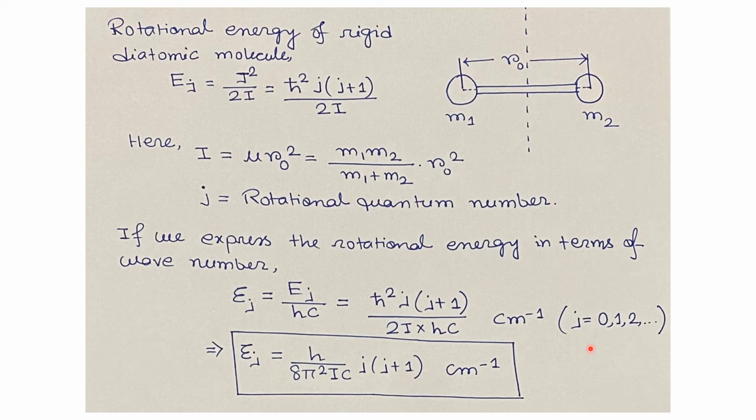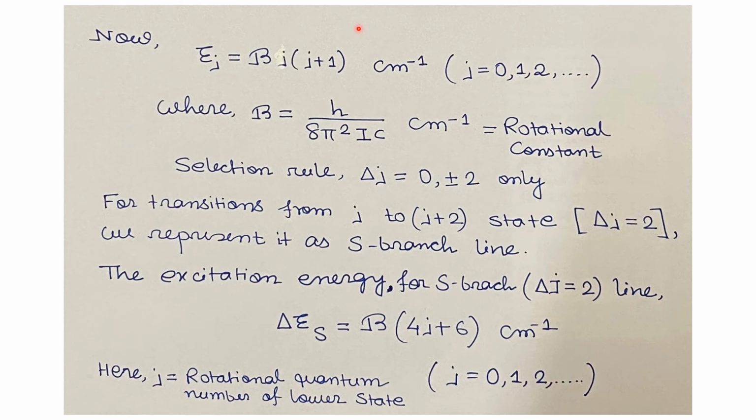So, the energy levels of the rigid diatomic molecule or rigid rotor in quantum mechanics is given by small EJ equals h by 8 pi square IC times j into j plus 1 with the unit centimeter inverse, that is in the wave number. The rotational energy levels for the rigid diatomic molecule EJ equals B times J into J plus 1 centimeter inverse. Here B equals h by 8 pi square IC centimeter inverse. This constant B is known as rotational constant.